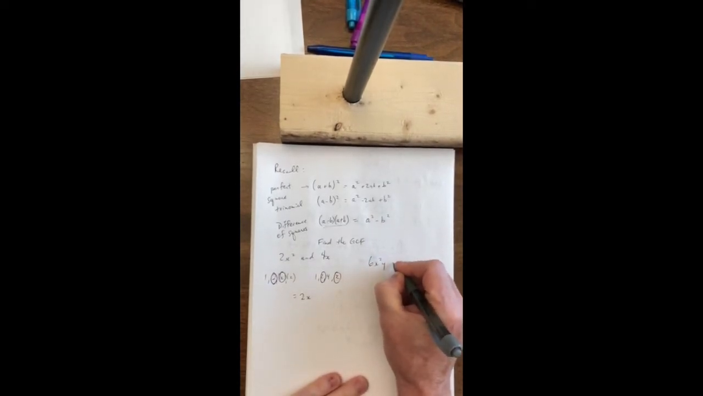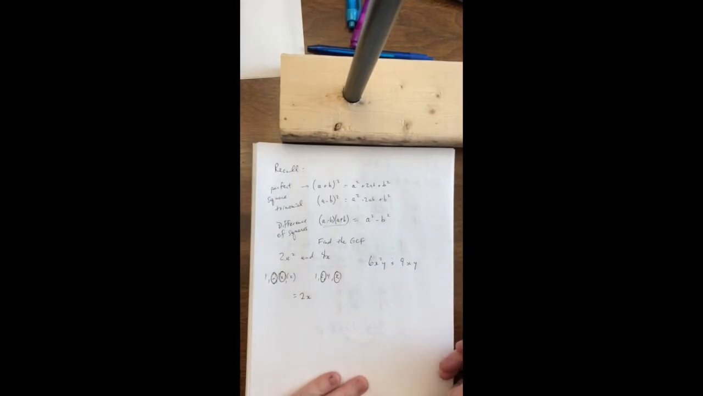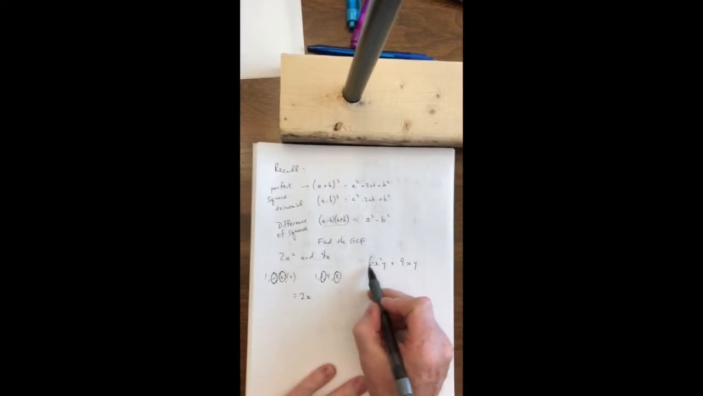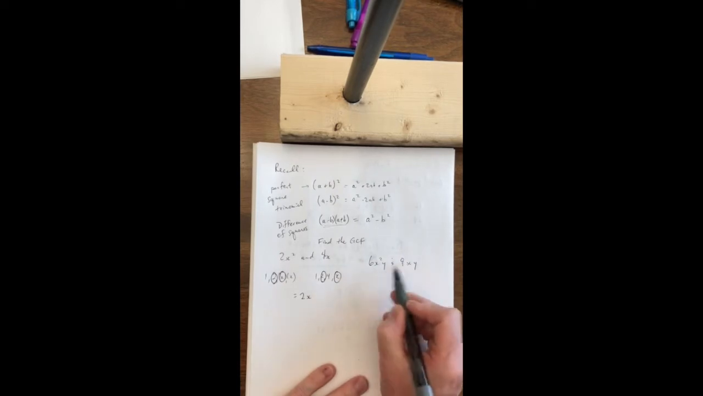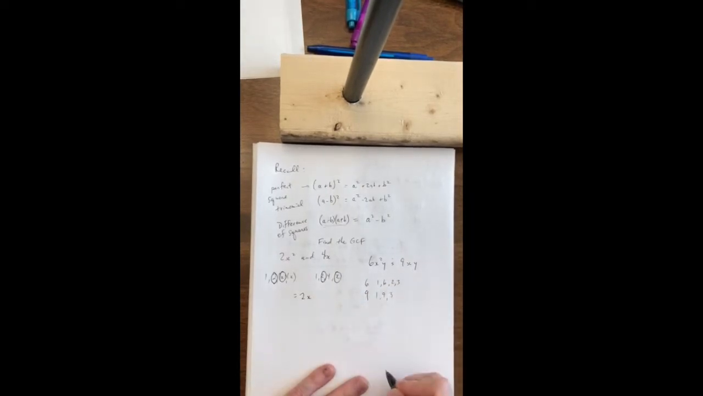6x squared y and 9xy. So our greatest common factor here. What we're looking at is a greatest common factor of the coefficients and then of the variables. So for the 6 and the 9, we have 1 times 6 and 2 times 3. For the 9, we have 1 times 9 and 3 times 3. So our greatest common factor of the coefficients is 3.